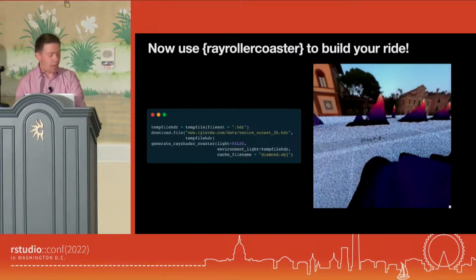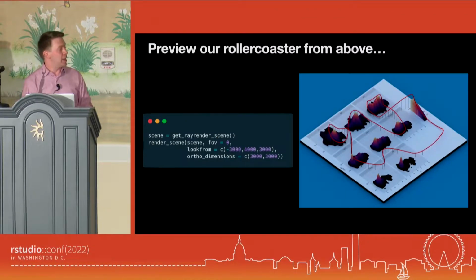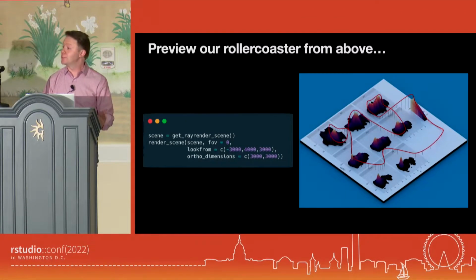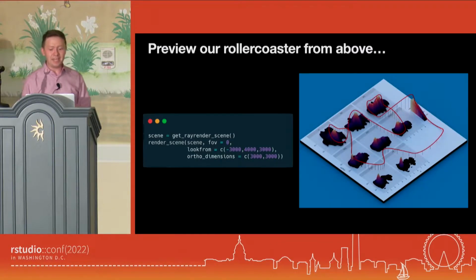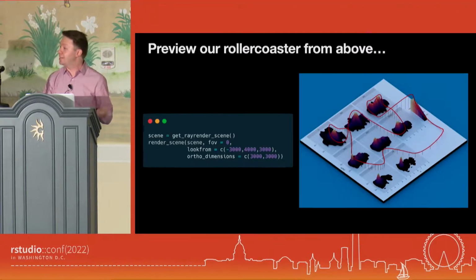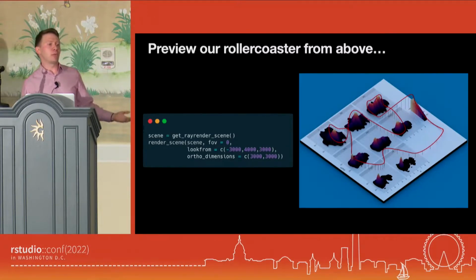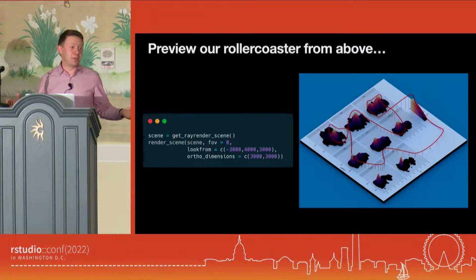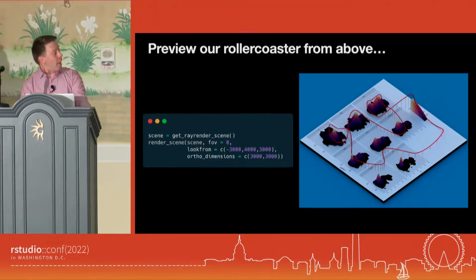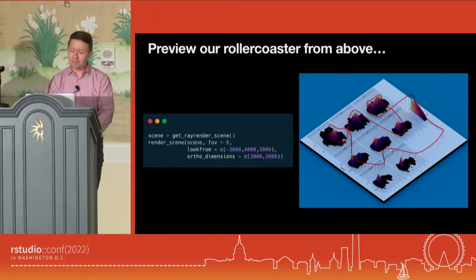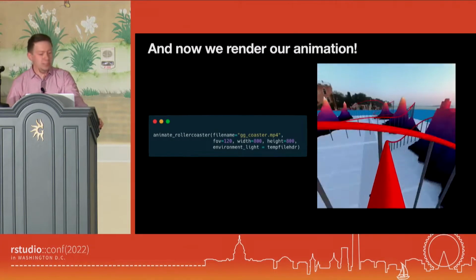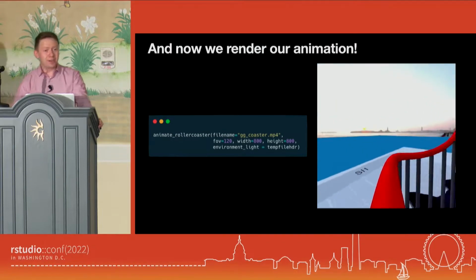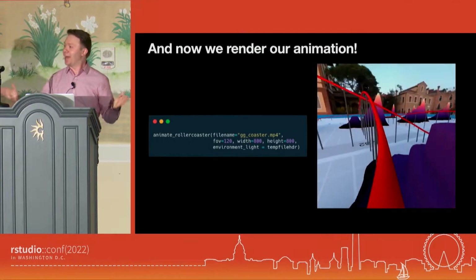When I'm done and close the window, it will generate a 3D model of a roller coaster that travels through those points. Now, I've extracted the full 3D scene here with get_ray_render_scene and used render_scene to get an overhead isometric view of the ride, sort of like Roller Coaster Tycoon, but with less death and destruction. Now that we're happy with our roller coaster, all that's left is simply calling animate_roller_coaster with a movie file name, and we get our full first-person animated roller coaster ride through our data set entirely in R. Ta-da!